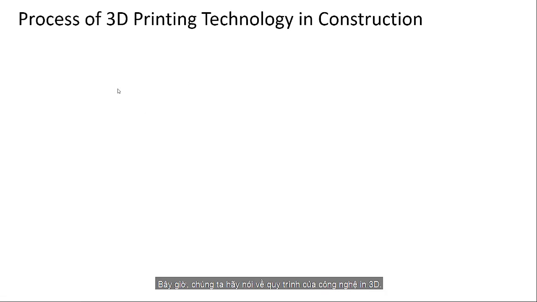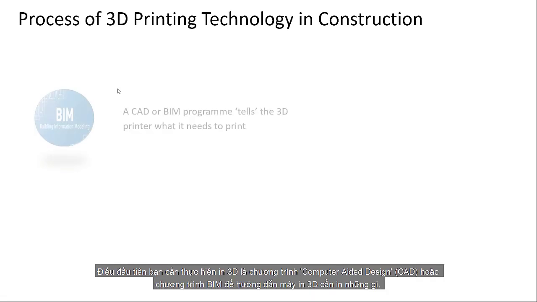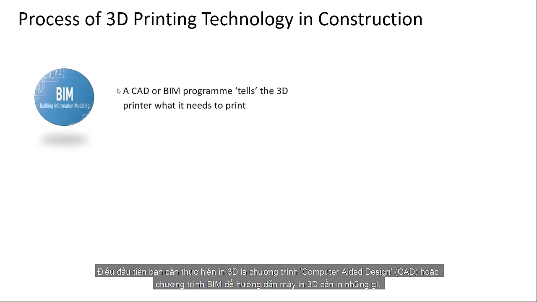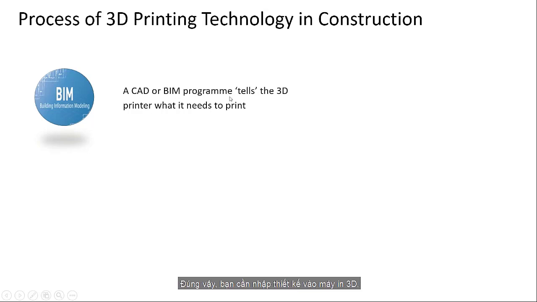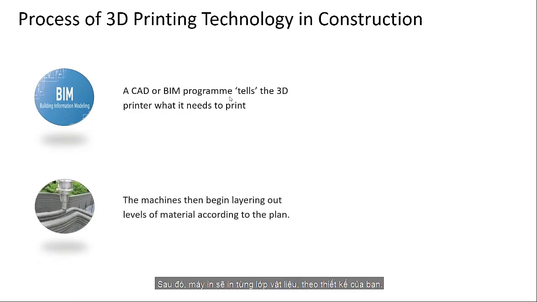So now let's talk about the process of 3D printing technology. The first step is that to do the 3D printing, you have to have a computer-aided design or BIM program. After that, this CAD or BIM program tells the 3D printer what needs to be printed. So you have to import the design to the 3D printer, and then the printer prints the material layer by layer according to your design or plan. Yeah, the process is very simple.